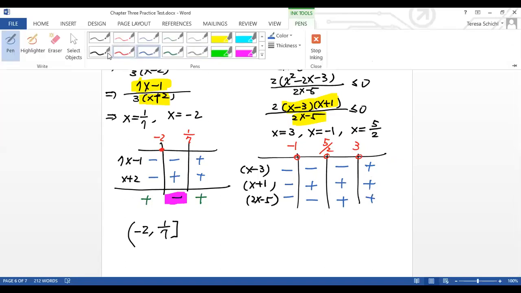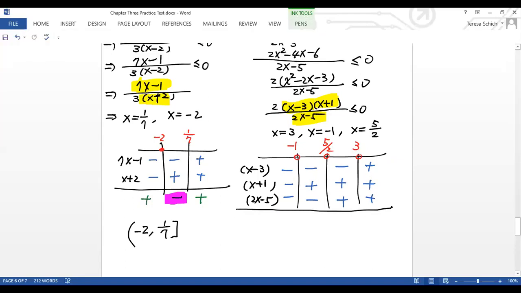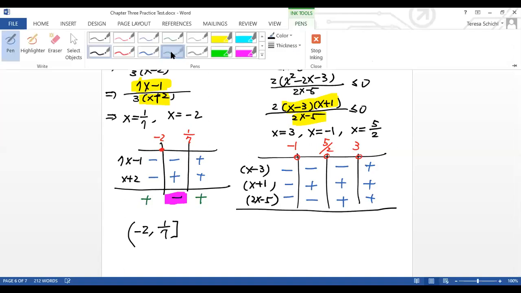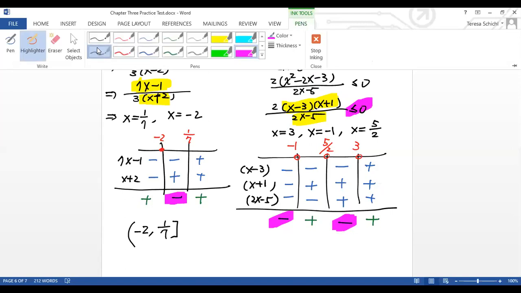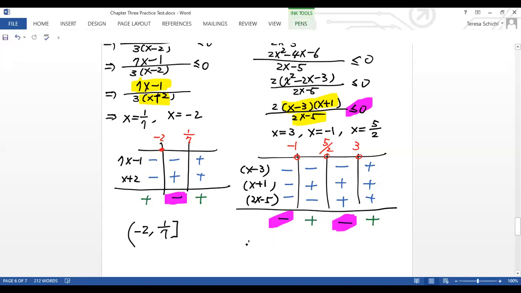Good. Well, good job here. Now, let's try to summarize. Negative is negative. Negative, positive is positive. Negative, positive is negative. Positive is a positive. Now, let's take a look at the original. What do we want? We want less than or equal to 0. So this will be the areas, right? And then because it's equal, we need to consider the bracket.